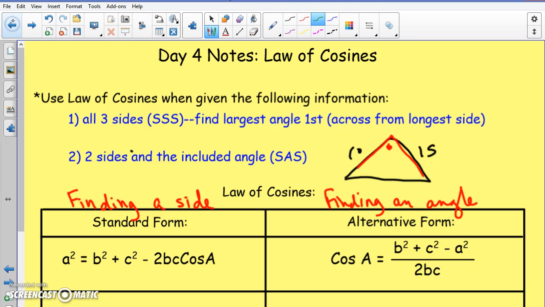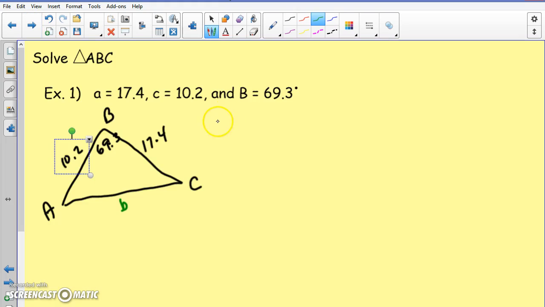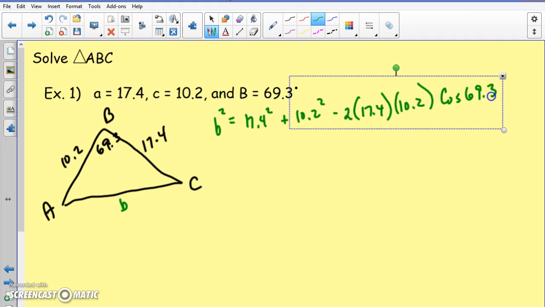Okay, so if I look at my formula, I'm going to choose this formula here because it's the one that starts with the b, so that's the side we're trying to find. So it's just a matter of plugging the values into our equation. So it's b squared equals a squared plus c squared minus 2 times the a times the c times the cosine of angle B, which is the 69.3.